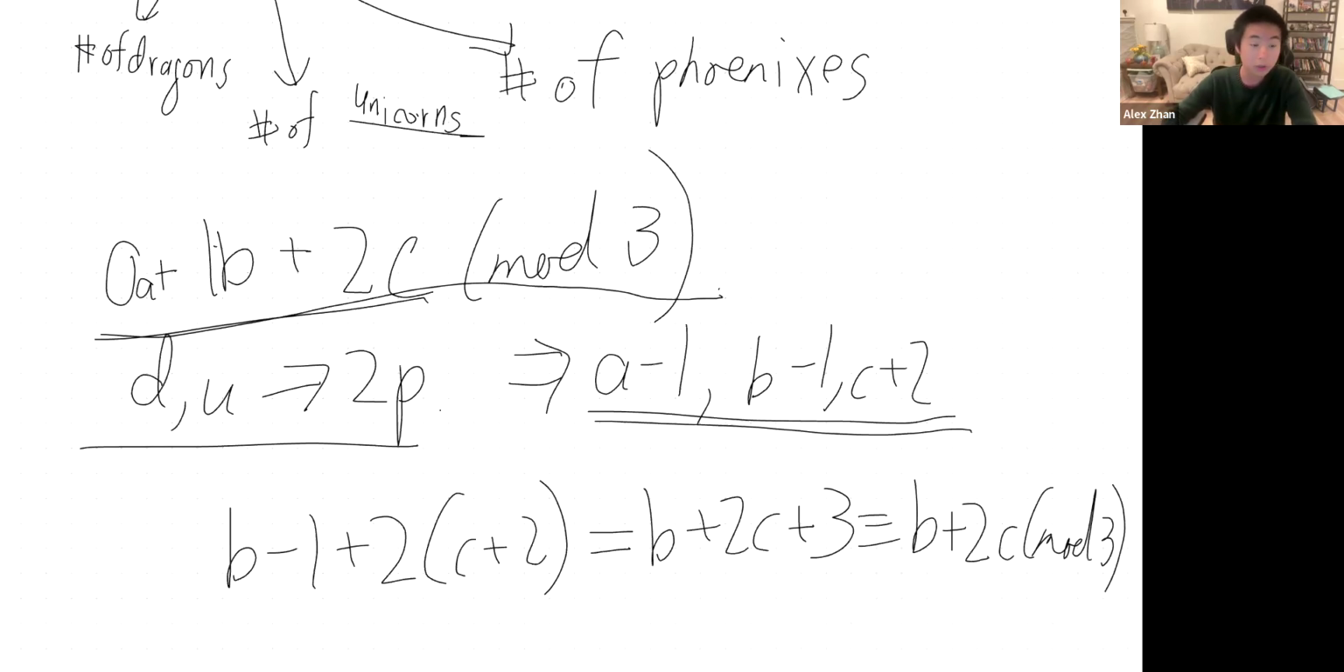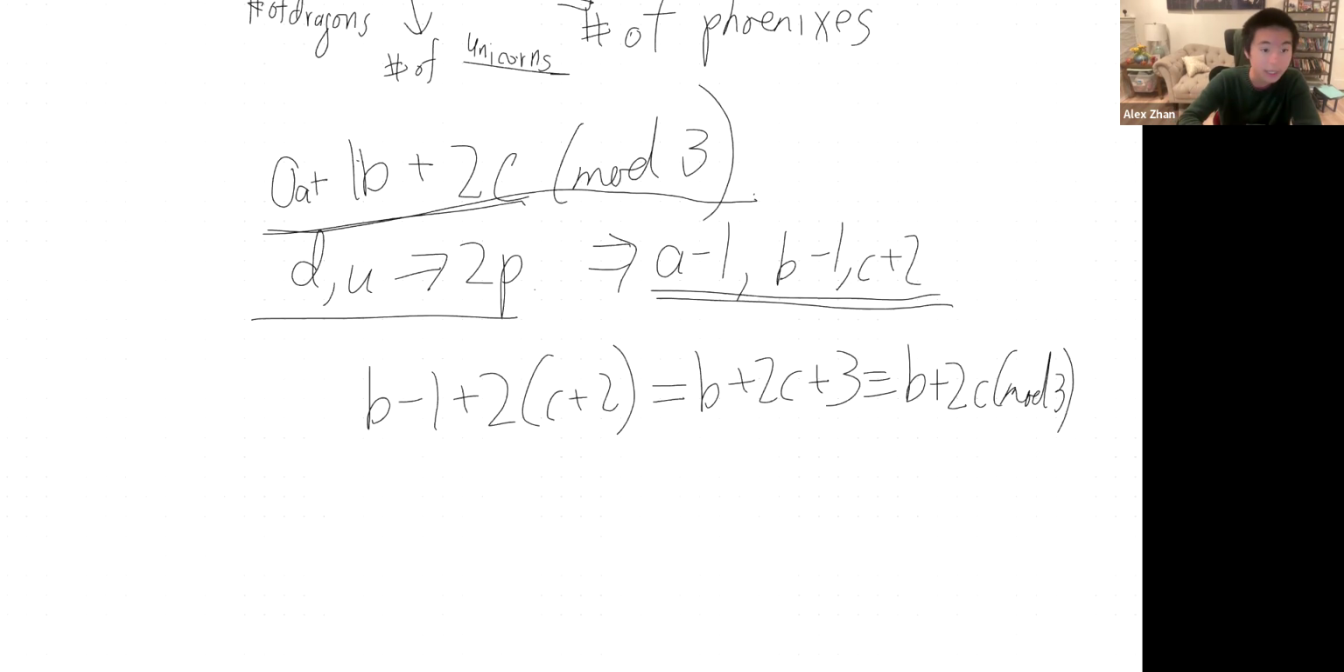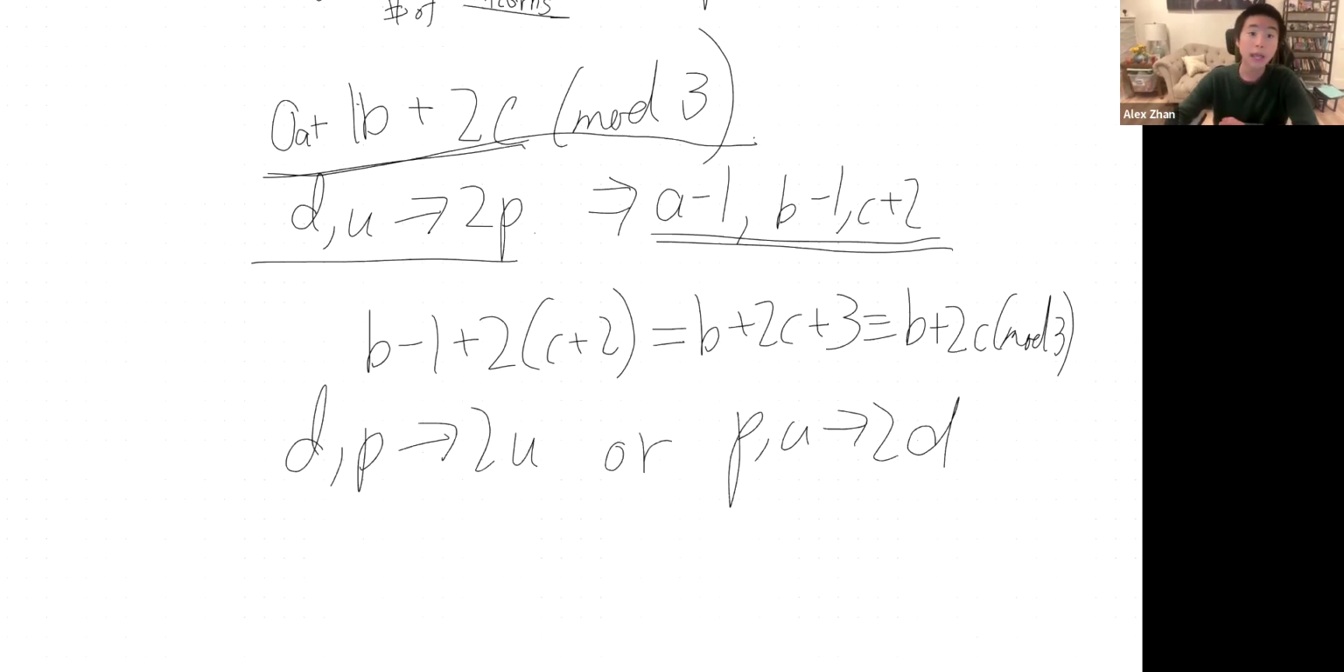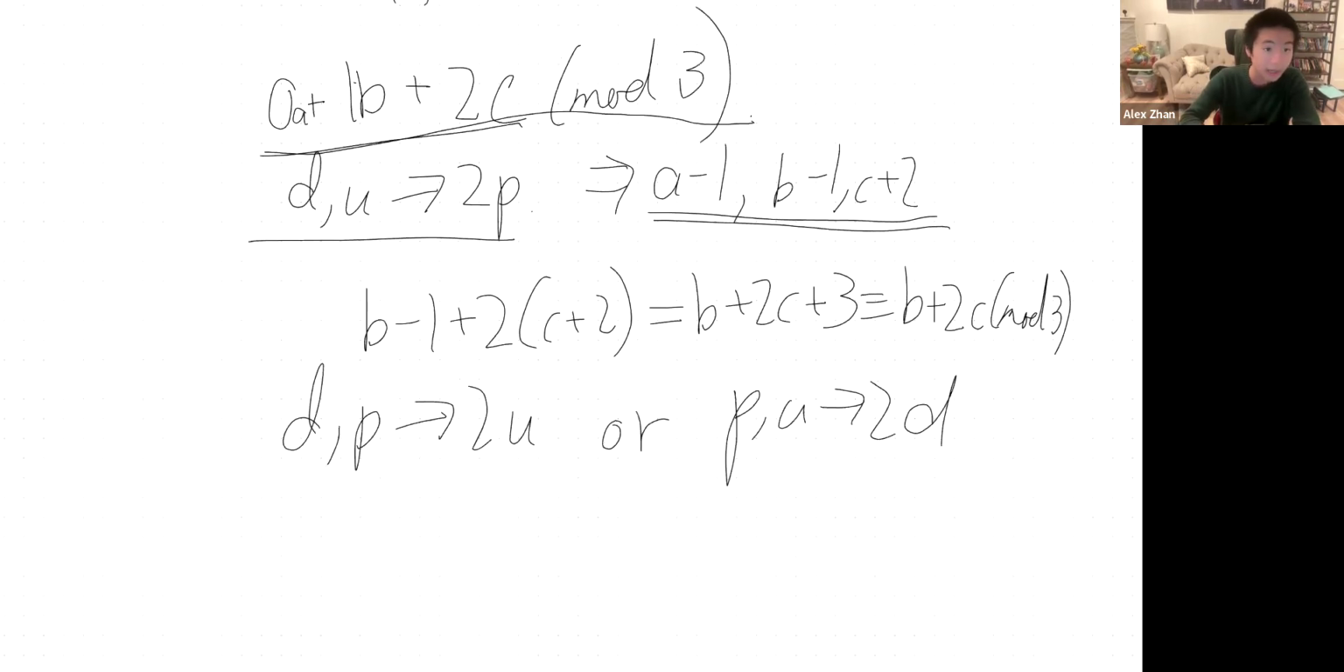And then after that, we can also check the other two operations, if a dragon and a phoenix become two unicorns, or a phoenix and a unicorn turn into two dragons. In all of these cases, we will see that 0A plus 1B plus 2C remains constant mod 3. So we have just said that 0A plus 1B plus 2C mod 3 does not change after any operations.